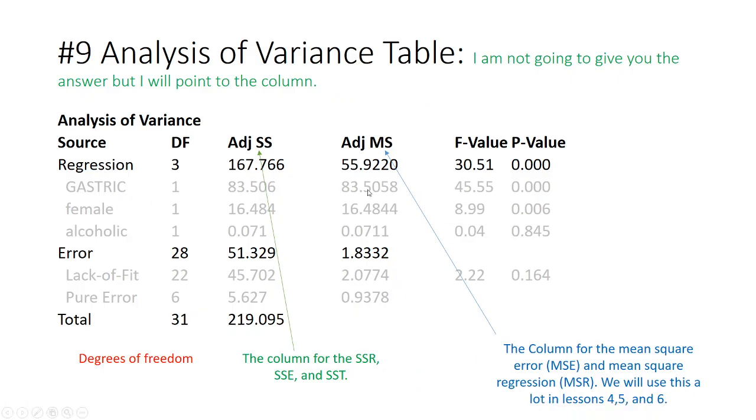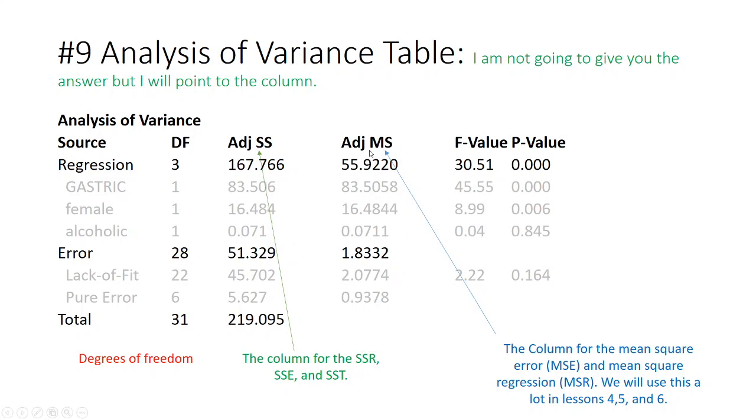I put the unneeded information in a light gray so I could just focus on the black. I'm not going to give you the answer, but the degrees of freedom are in this column of DF. The adjusted SS will be the SS regression, SS total, and SSE. You'll have to figure out which one is which.